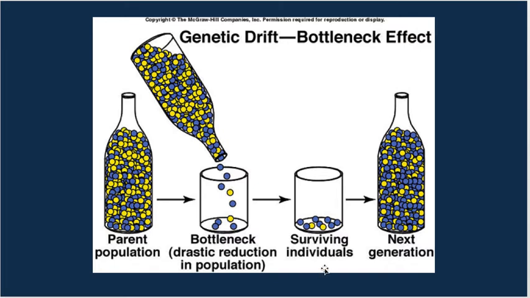So once that population continues to grow, the next generation is going to be genetically different. In this case, we're going to have a different proportion of yellow and blue marbles in the next generation. So the changes in gene frequencies here that are being demonstrated by the changes in frequencies of blue and yellow marbles are changing due to chance and not due to selection.